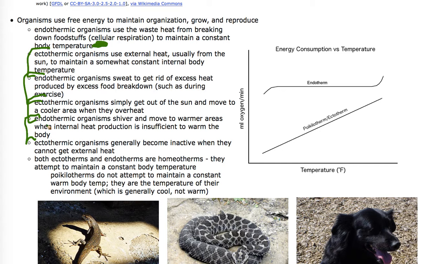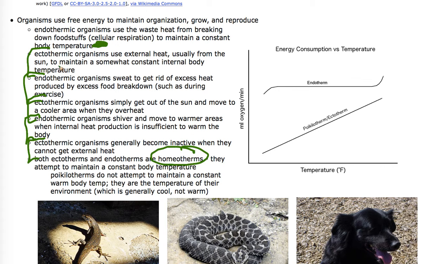And as a result, try to generate heat and warm themselves back up. Ectothermic organisms, when they get cold, they simply get inactive and they don't do anything until the heat is restored and they warm back up. So ectotherms and endotherms are what we call homeotherms. Homeotherms are organisms that try to maintain internal body temp. On Earth, right now, the main homeotherms are reptiles, birds, and mammals.